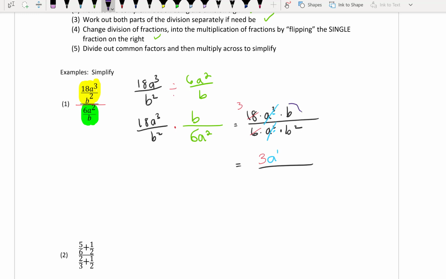Now if I'm looking at my b's, the b's are bigger on the denominator, so b goes on the denominator, and 2 minus 1 gives me 1. So my final answer really is 3a over b. So 3a being divided by b becomes my final answer.